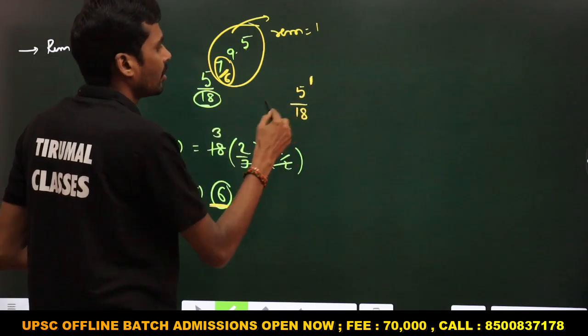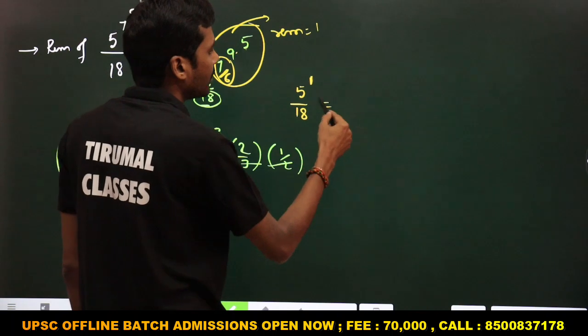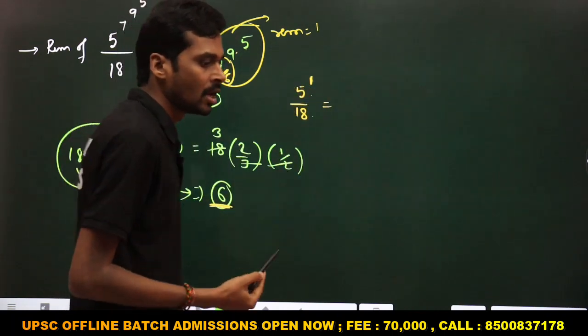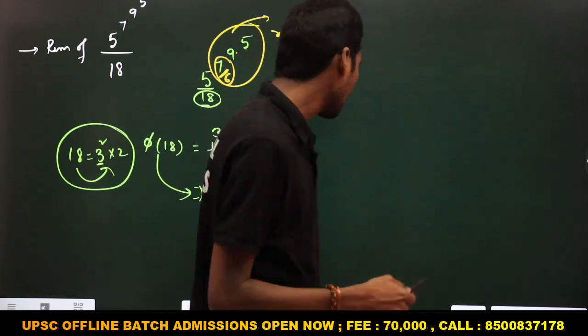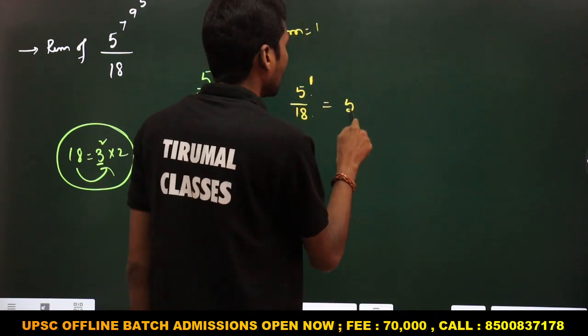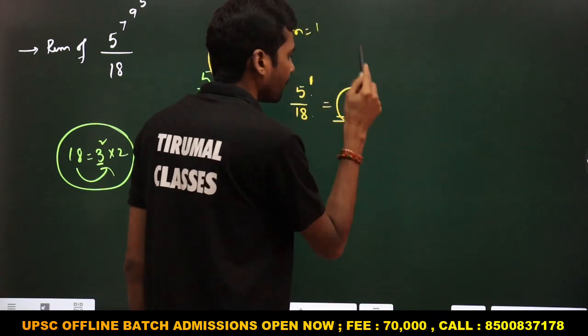5 to the power of 1 divided by 18. So 5 by 18 means smallest number by largest number. The remainder of the smallest number by the largest number is always the smallest number. So what is the final answer? The final answer is 5.